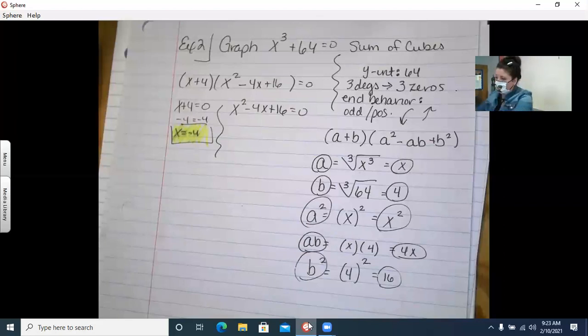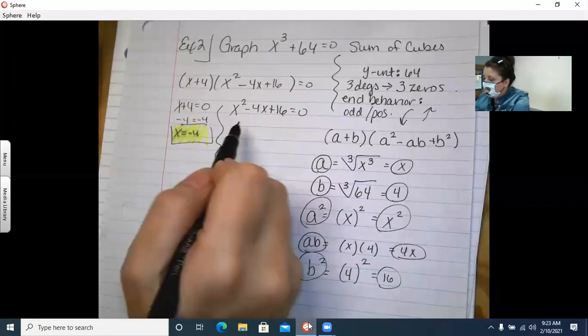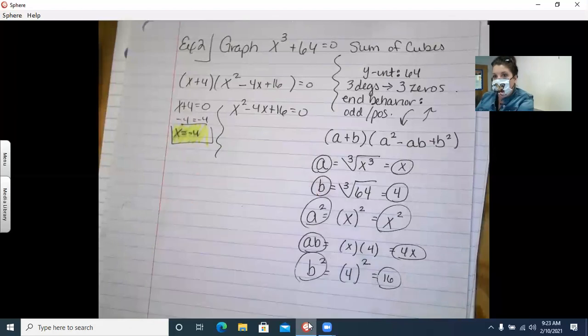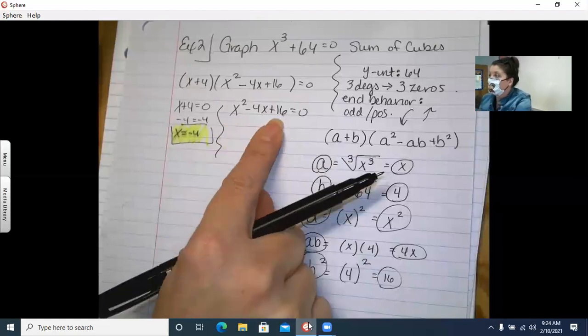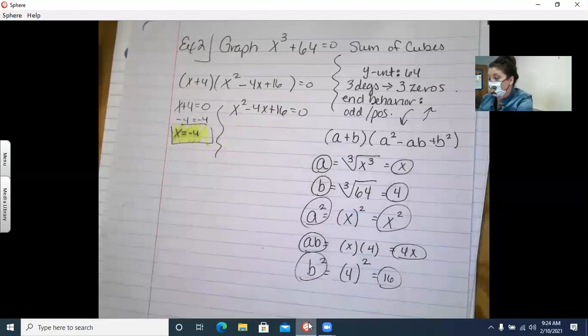All right, so let's think about it. Will 2 numbers multiply to get positive 16 and add to get -4? We got 8 and 2, 4 and 4, 16 and 1. If I change the signs on any of those, will they add to get -4? No. And remember, I just told you on the last one, whenever you have sum of cubes or difference of cubes, the quadratic, I've never seen one be factorable, okay? So go ahead and move right on to quadratic formula or completing the square.